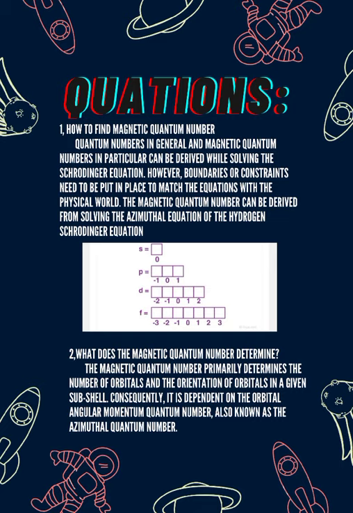And next question: what does the magnetic quantum number determine? The magnetic quantum number primarily determines the number of orbitals and the orientation of the orbitals in a given subshell. Consequently, it is dependent on the orbital angular momentum quantum number, also known as the azimuthal quantum number.